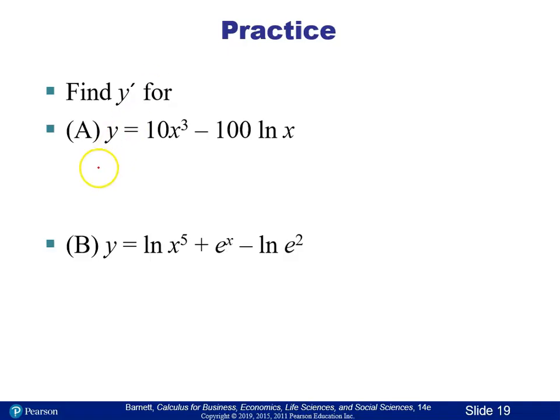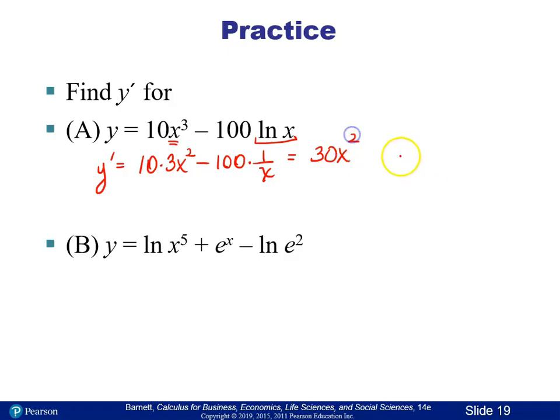Okay, a couple more to practice with. The derivative here, 10 is a constant, and then the derivative of x to the third is going to be 3x squared. The 100 is a constant, and the derivative of natural log of x would be 1 over x. So I'm going to have 30x squared minus 100 over x.